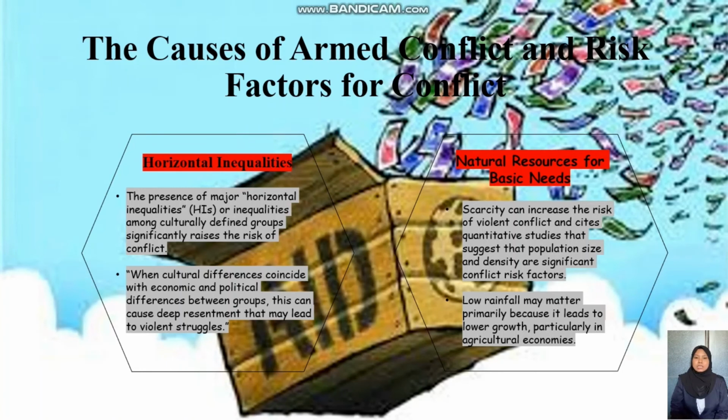Scarcity can increase the risk of violent conflict, and quantitative studies suggest that population size and density are significant conflict risk factors. Countries that are highly dependent on natural resources, as well as those experiencing high rates of deforestation and soil degradation or low per capita availability of arable land and fresh water, have a higher risk of conflict. But low rainfall may matter primarily because it leads to lower growth, particularly in agricultural economies. Climate change may exacerbate existing problems.